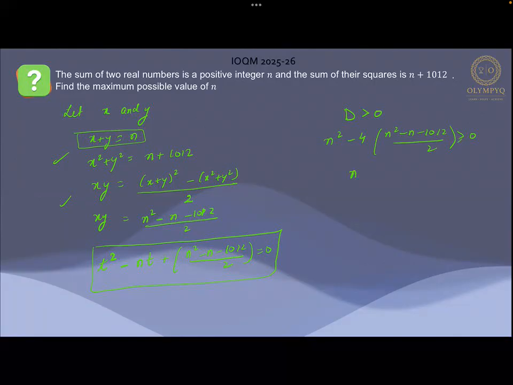This simplifies to n square minus 2n minus 2024 being less than or equal to 0. Then after factorizing, we get (n minus 44) times (n minus 46) less than or equal to 0.